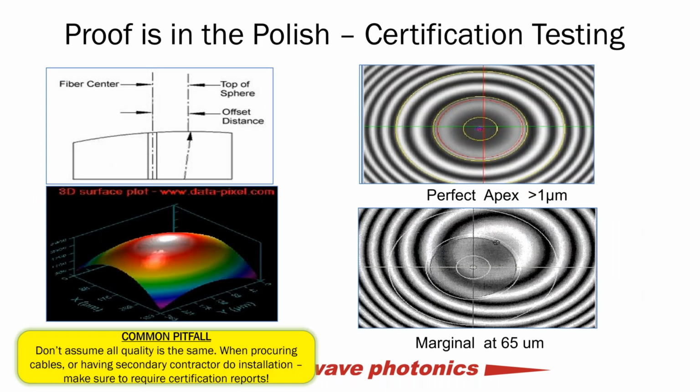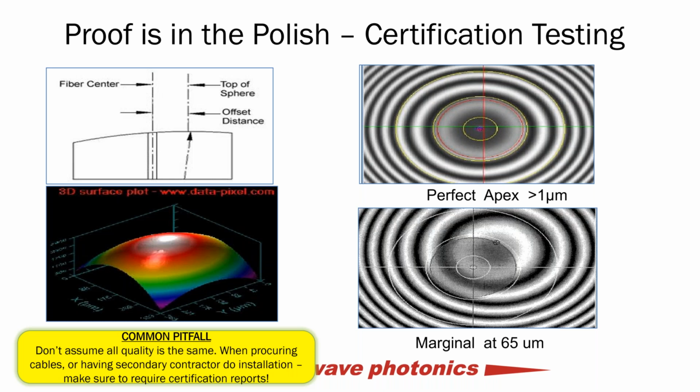But one of the most important things is the ability to certify it. There's certification testing which can be done using interferometry, which looks at the end face of the connector. The end face can tell you two different things. One, it can tell you where the physical apex of the connector is relative to the geometric center of that connector, and that's what we refer to as fiber offset. You can also look at the curvature of that, and that's what we refer to as the apex.